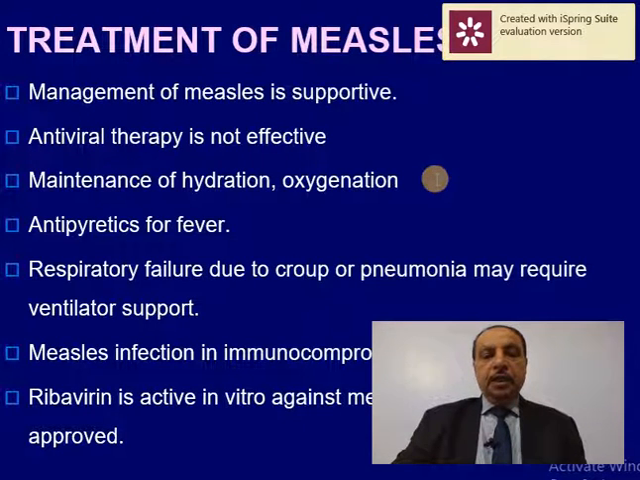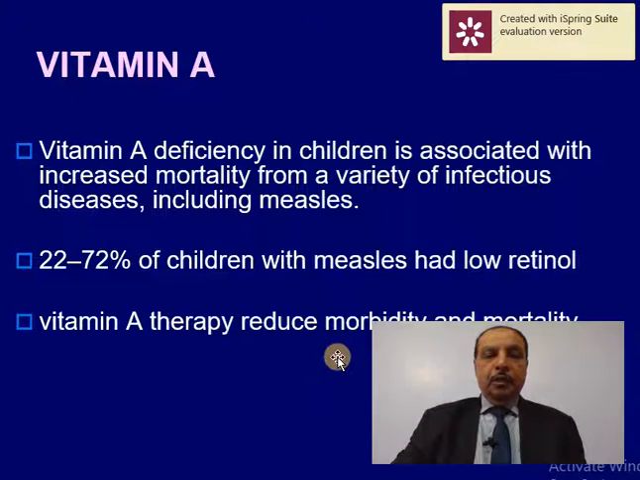Measles infection in immunocompromised patients is lethal, as we mentioned before. Ribavirin was active in vitro against measles virus, but not approved as a treatment. One of the most important treatments is vitamin A.